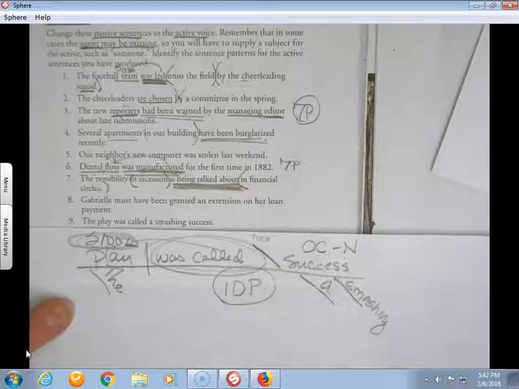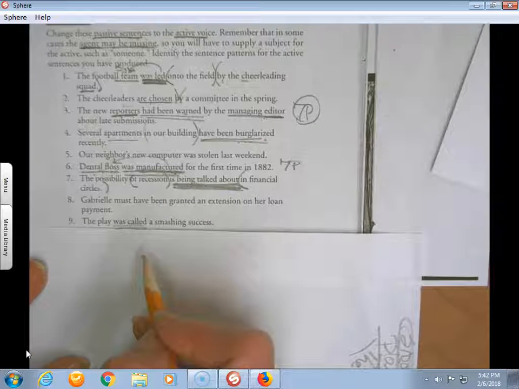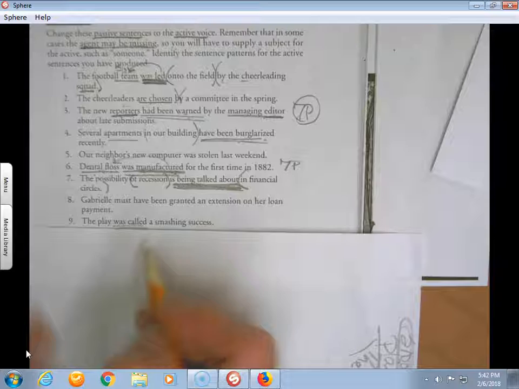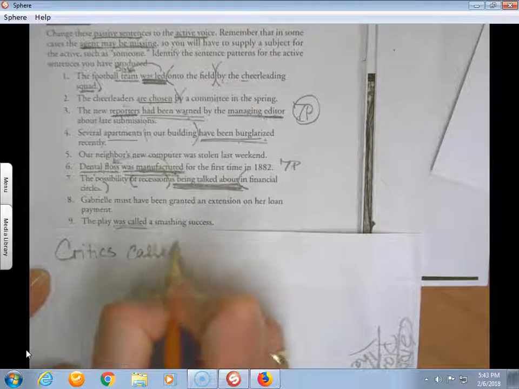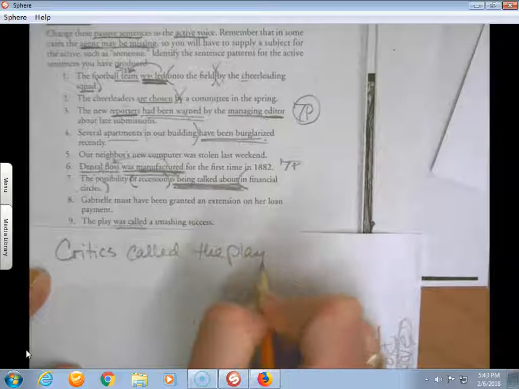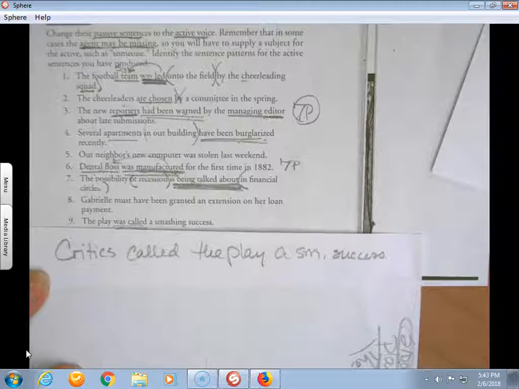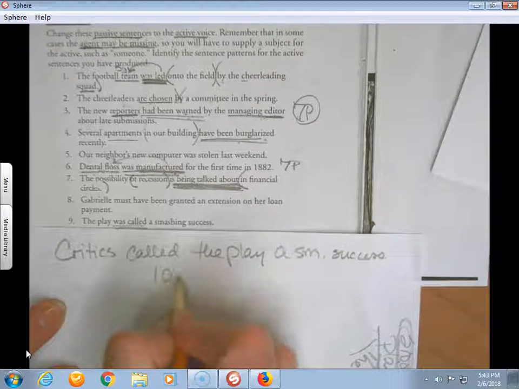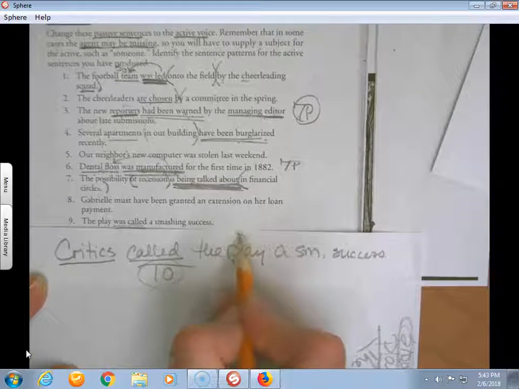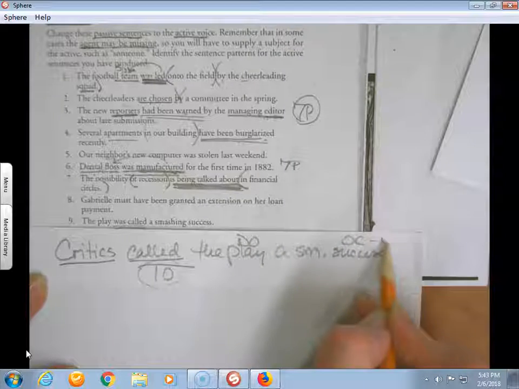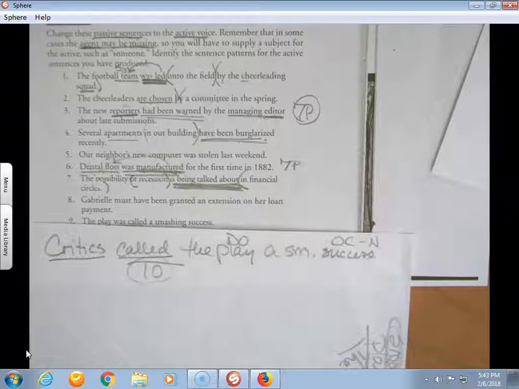How do we make that sentence active? Well, we say, who did the calling? Gee, we don't know. I guess critics. Critics called the play a smashing success. Okay, there's our active 10. So that's a 10, no P, right? Not a P, just active. Critics called play success. Doesn't say successful, that would be an adjective, but success is a noun.